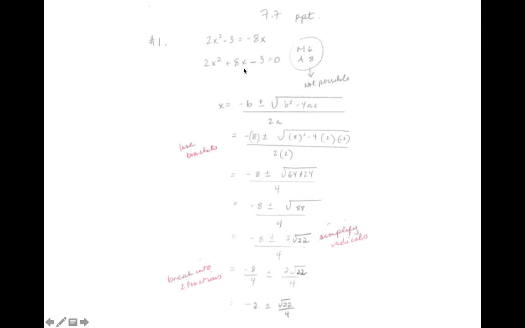Once I have a, b, and c, I'm going to put them in brackets. So I put in a b of 8, 8 squared, minus 4 times 2 times negative 3, all over 2 times 2. Next, I'm just going to try to clean up my work a little bit. 8 squared is 64. I have two negatives, so that will turn into a positive. And I have 4 times 2 times 3, which is 24. Next step, I put these together, so it's 88.